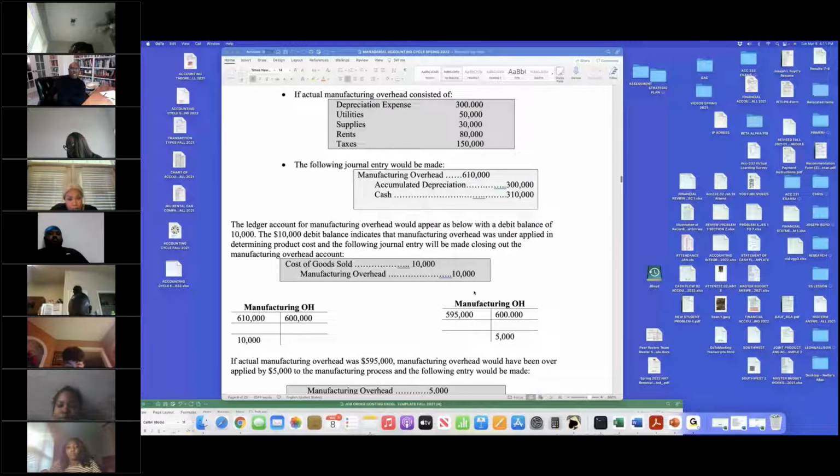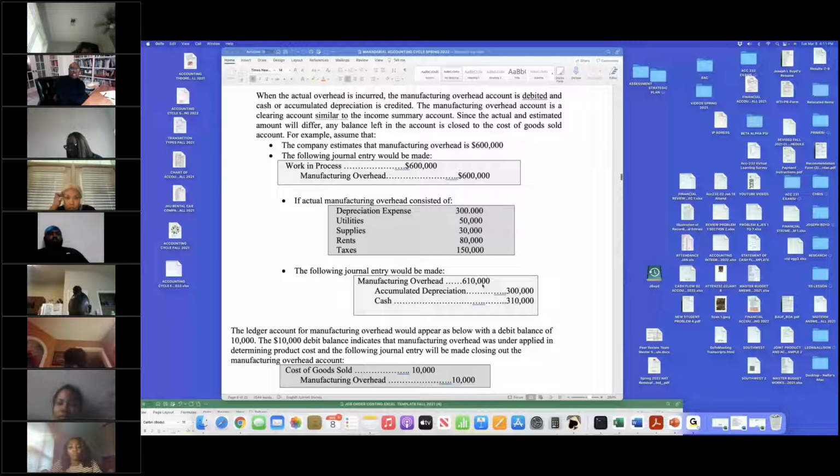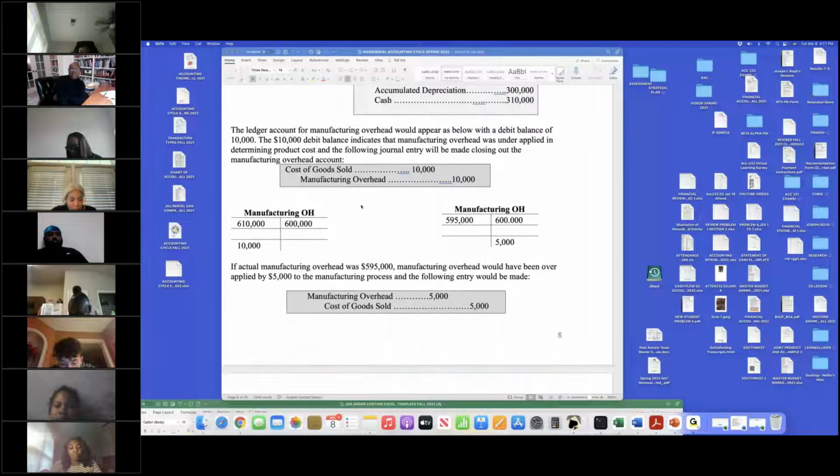So if we estimated 600, it actually turned out to be 610, then we're going to debit cost of goods sold and credit manufacturing overhead for 10,000. We didn't have enough costs. And this entry is reversed if the costs are less than what we estimated. So if we estimated 600 and the actual was 595, then we put too much in the cost of goods, so we've got to reduce it. And we'll get into that later.